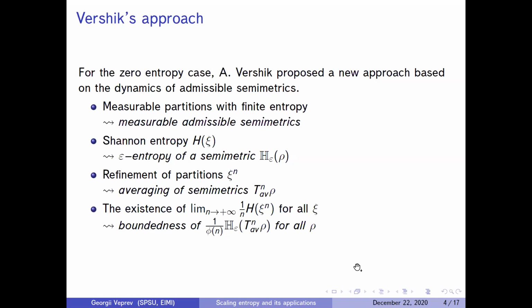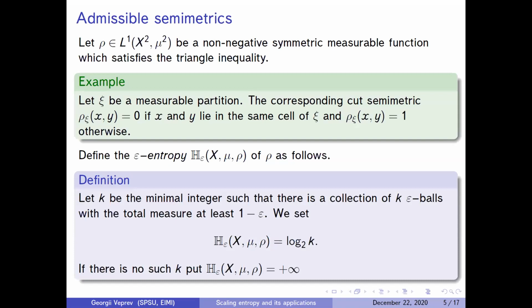Okay, let's proceed to the formal definitions. We call a function of two variables, which is summable with respect to mu squared, a symmetric if it is a non-negative symmetric measurable function which satisfies the triangle inequality almost everywhere. And there is a very important example of such functions. Suppose that we have a measurable partition, for example a finite partition psi. Then there is the corresponding cut symmetric that equals zero if two points lie in the same cell of psi, and one if they lie in different cells.